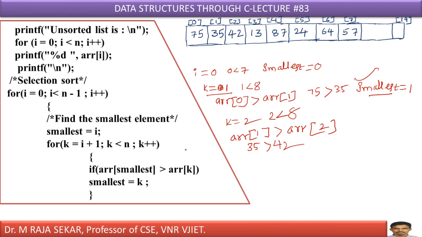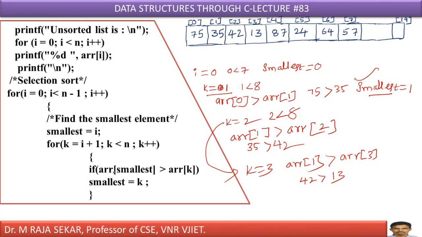k plus plus. Previous value of k is 2. Now k becomes 3. Now 3 less than n, yes, k equal to 3. 3 less than n is 8. Correct. arr of smallest. Your smallest is 1. arr of 1 is greater than arr of k. k means what? 3. Your arr of 1 means 42 is greater than your arr of 3. arr of 3 is 13. 42 is greater than 13, correct?